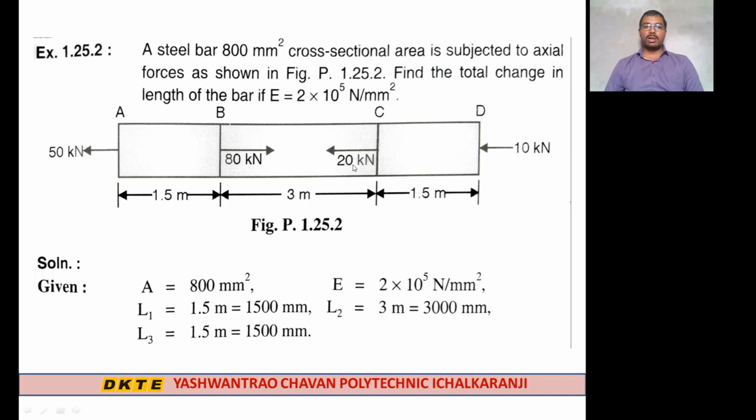There is not any unknown force given. That means P is not given. Directly the 80 kilonewton value is given.